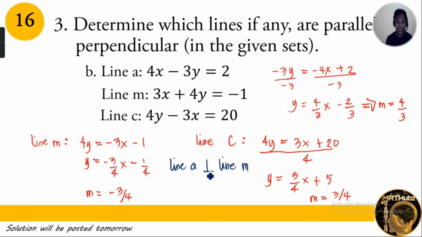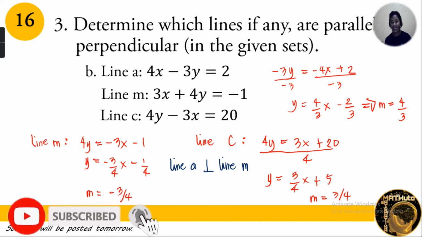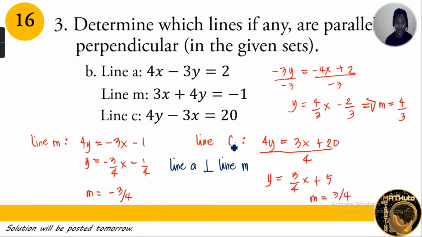So ang symbol po natin ng perpendicular is parang ganito. Ito po yung symbol ng ating perpendicular. Line A is perpendicular to line M. Since 4/3, if we're going to take the negative reciprocal, it is negative 3/4. So, ibig sabihin, line A is perpendicular to line M. And the product of their slopes is equal to negative 1 po.